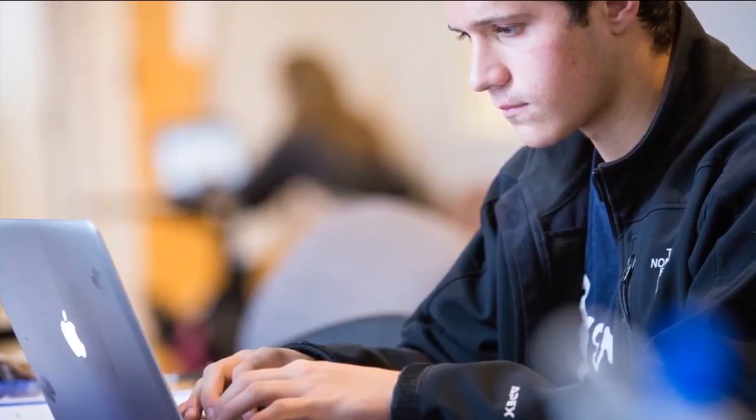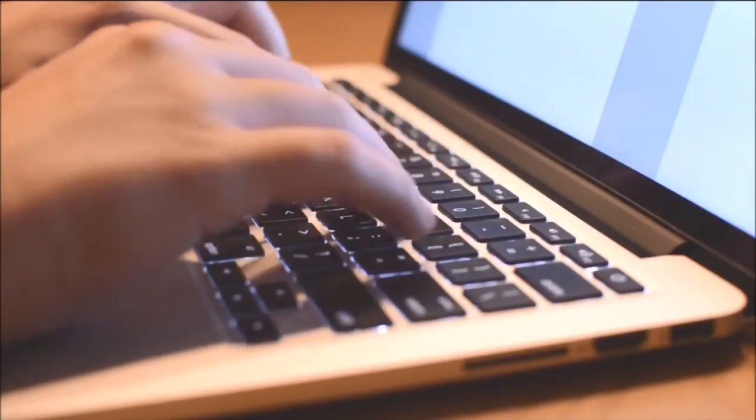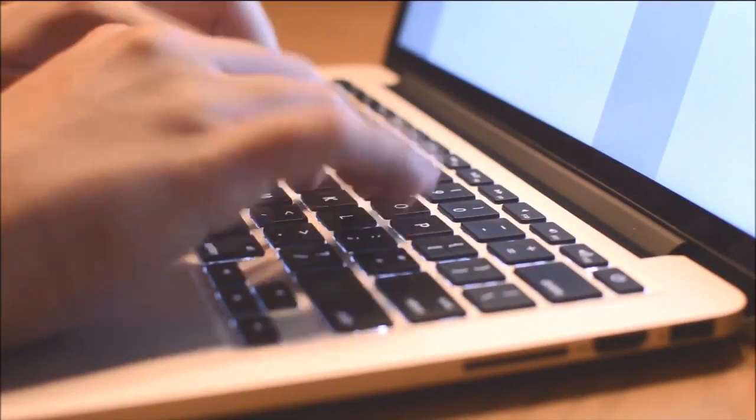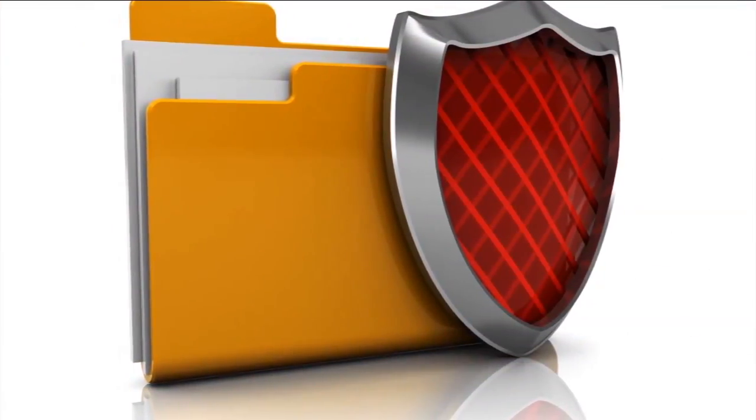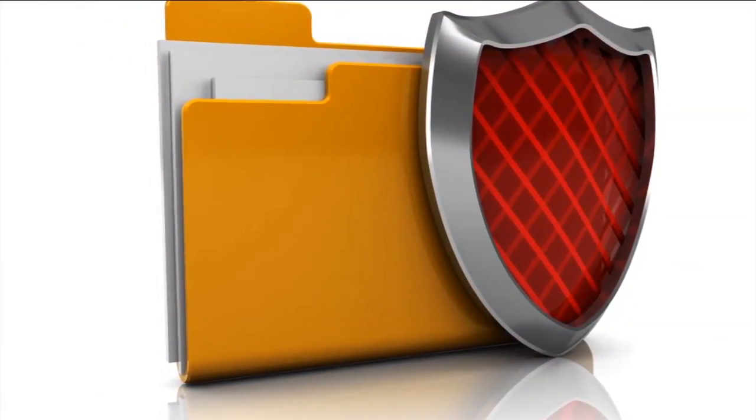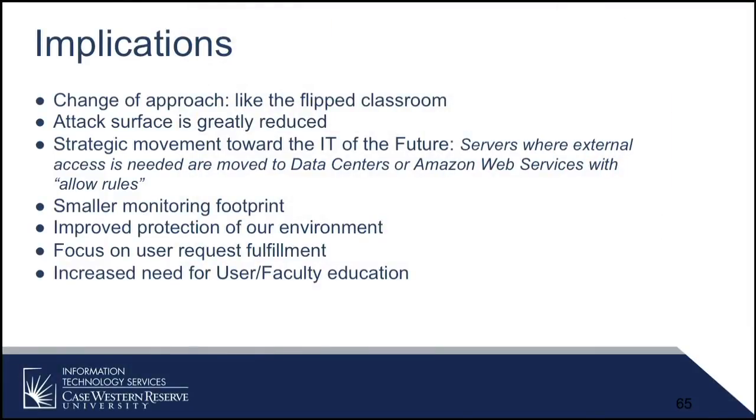So what are some of the implications? Several years ago with the active learning classrooms, we really took a change of approach in terms of how we do things in the classroom. This is similar. Obviously, it's not a classroom, but it's a change of approach in how we look at security and protecting the network on our campus.